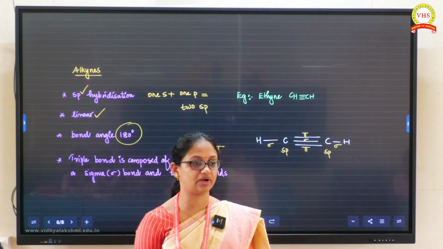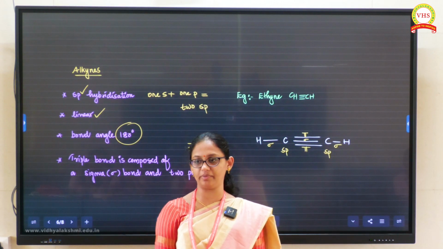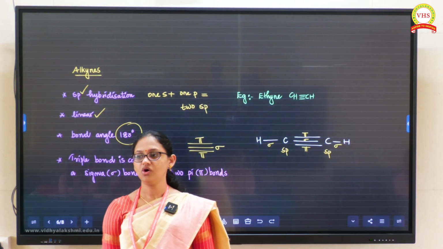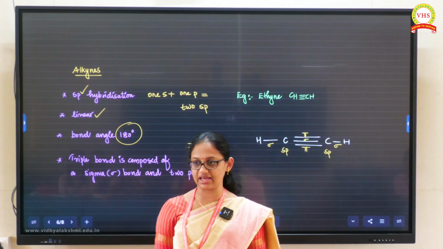sp hybridization, what is the geometry? Linear geometry. And the bond angle is 180 degrees. Is it clear? Okay.